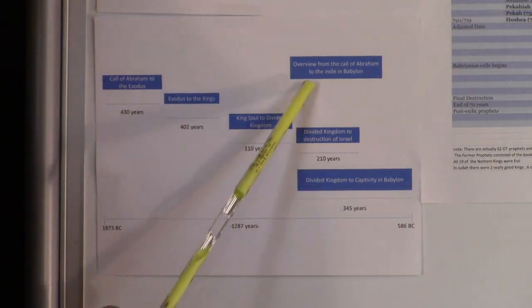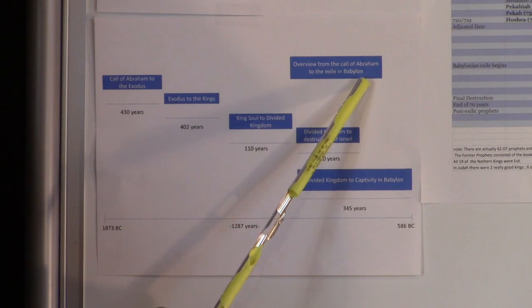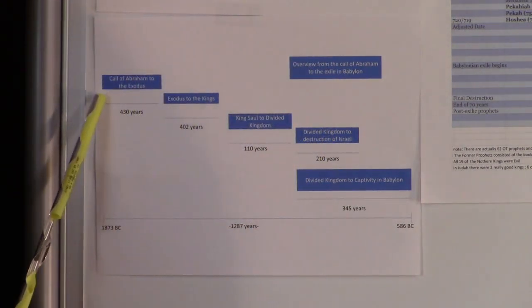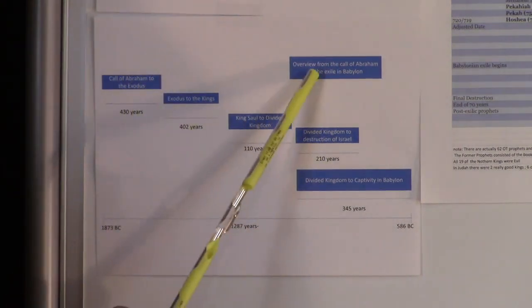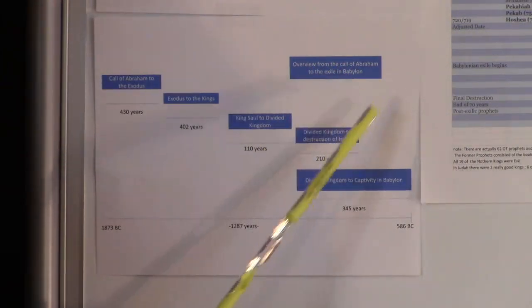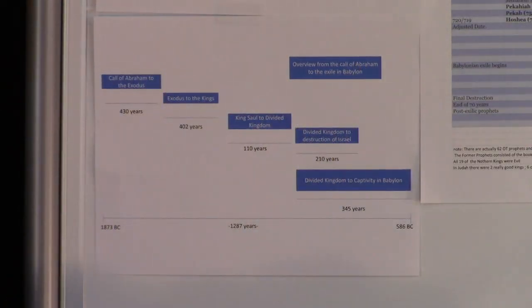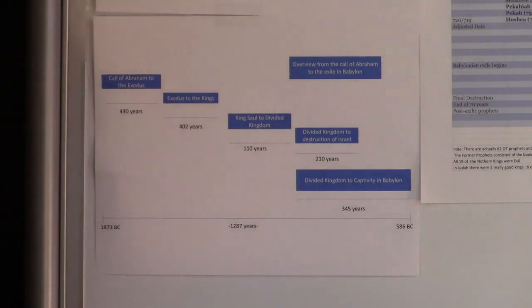And so what I call this is an overview from the call of Abraham, remembering that Abraham was 75 years old when he was called. So I call this an overview from the call of Abraham to the exile in Babylon, or the exile of the southern kingdom in Babylon, when Nebuchadnezzar came down and destroyed Jerusalem and took the inhabitants of Jerusalem, which were primarily led by Judah, but we can prove to you that all of the tribes were down there.